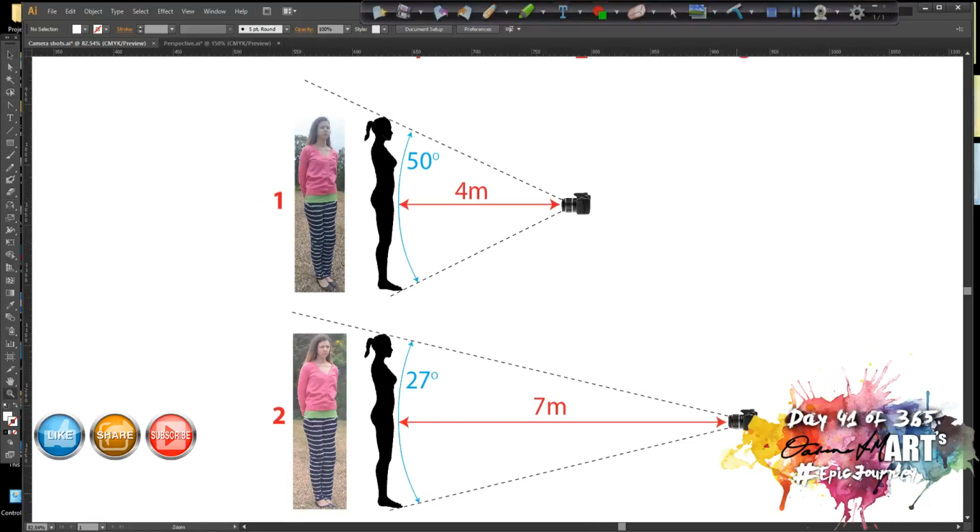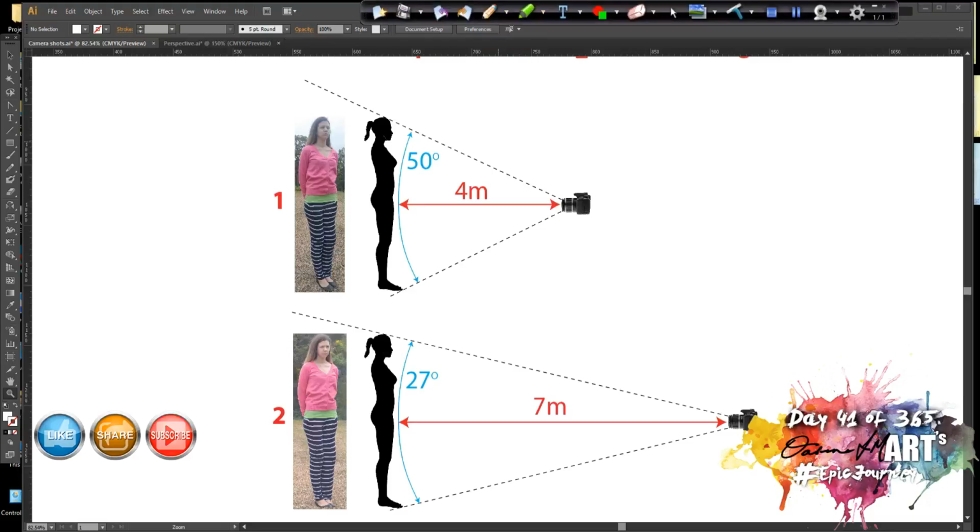Now let's have a look at the first and second photographs together and how the distance that I was away from the model actually affected it. Now, as you can see in the second one, like I said, I was slightly further away, not quite double the distance away from her. The angle of sight from the camera to the model has now reduced to 27 degrees. So the angle that the camera is having to take to cover the whole model is less.